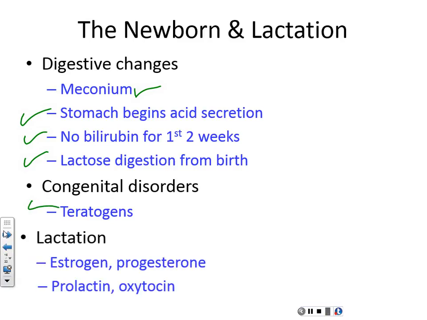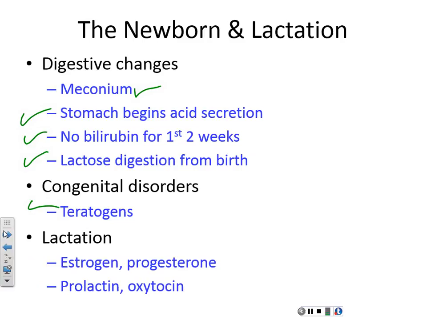You'll be able to describe them: alcohol, cigarette smoke, things like that. With alcohol, you get fetal alcohol syndrome and so forth. And I talked about Accutane, which is a vitamin A derivative. Okay, lactation: estrogen, progesterone.